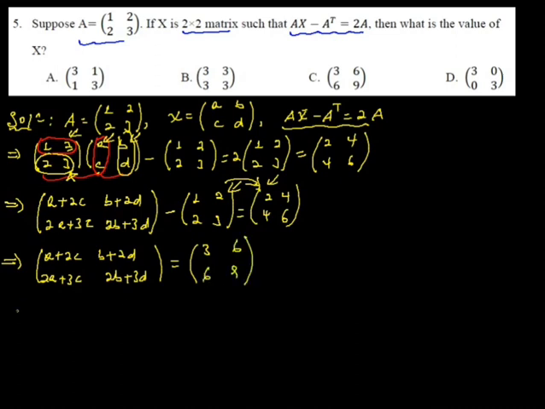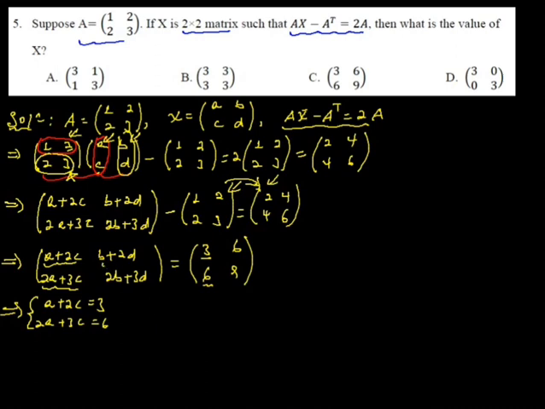So from equality of the matrix, we will have A plus 2C must be 3, and again, 2A plus 3C is 6. This is a simultaneous equation of two variables.